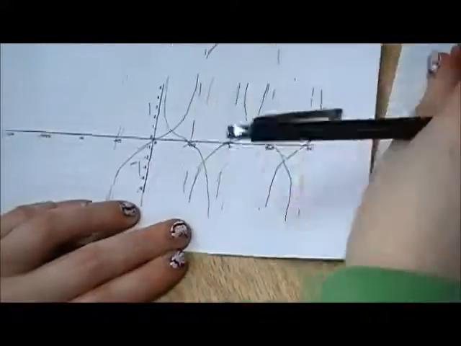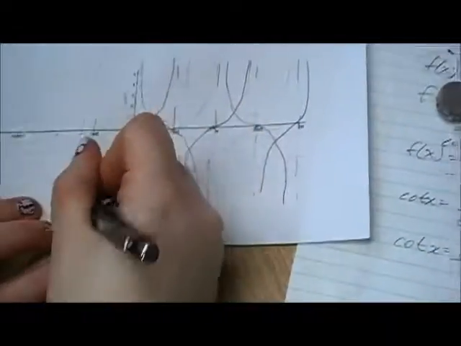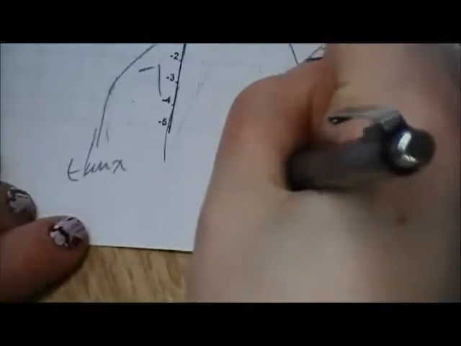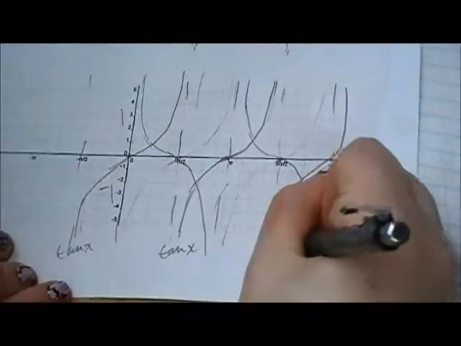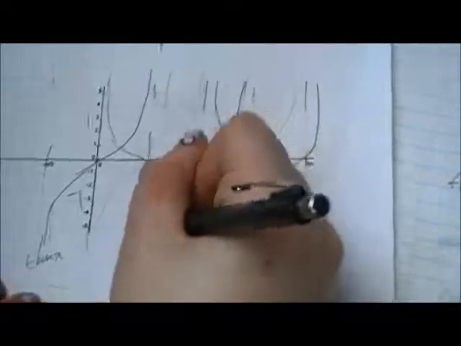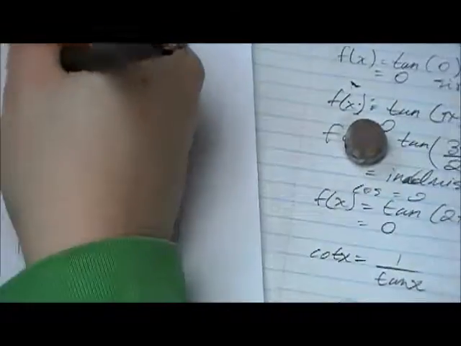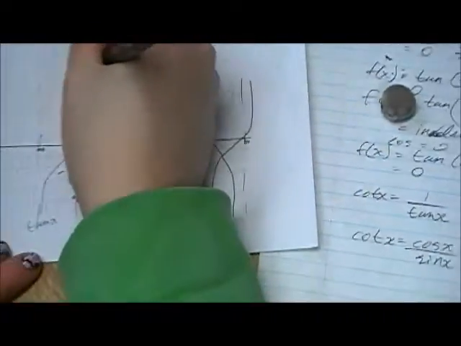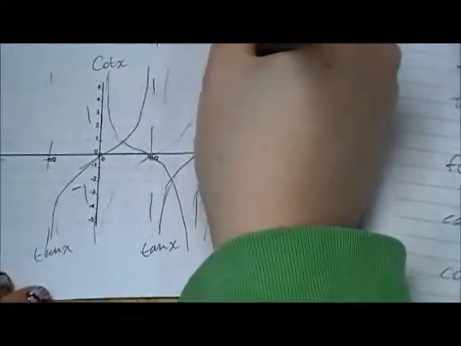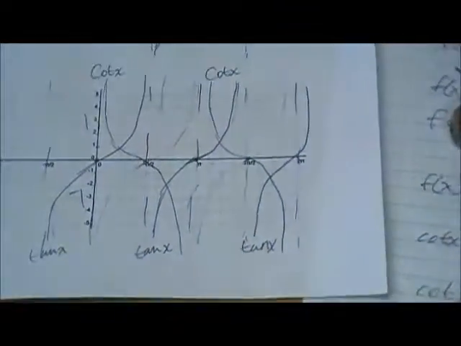So let's graph that. So right here, it's tan of x, and tan x. Yeah, okay. And that's cotan x and cotan x. There we go.